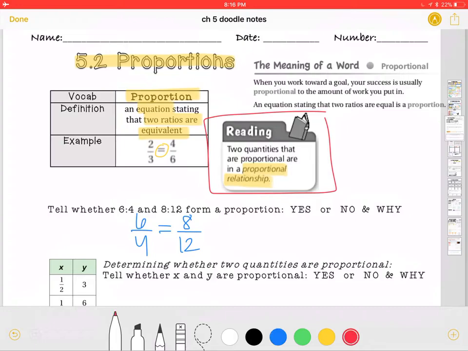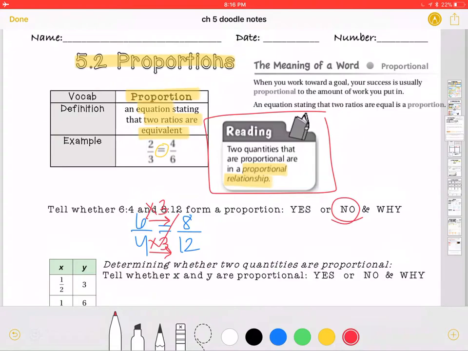Well, I know that 4 times 3 gives me 12. Is 6 times 3 8? No, right? So are these proportional? Are they equal? No. They're not proportional because they are not equal.